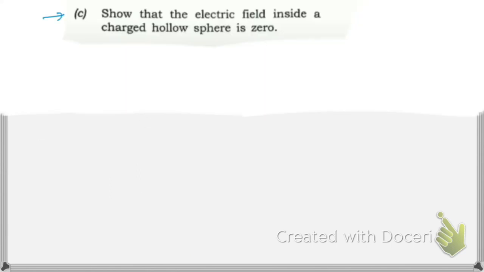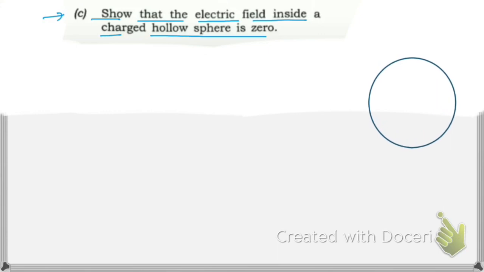So here is the next question: show that the electric field inside a charged hollow sphere is 0, right? Suppose we have a charged hollow sphere. Suppose this is a sphere and it is uniformly charged, and it is hollow. That means inside the sphere it is empty. The interior is empty and it is uniformly charged with the amount of charge q, and its radius is, suppose, capital R.